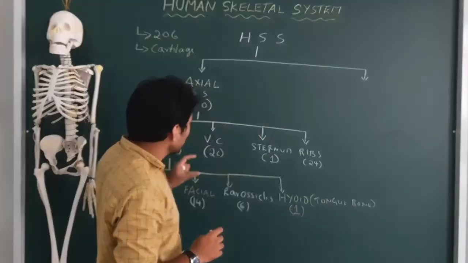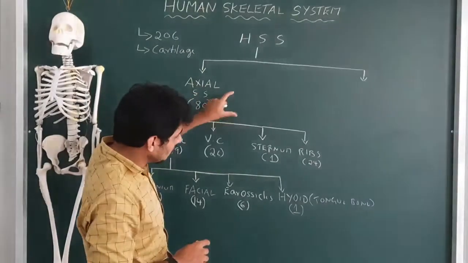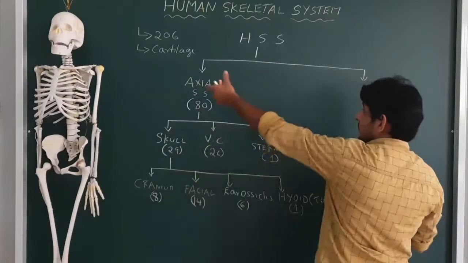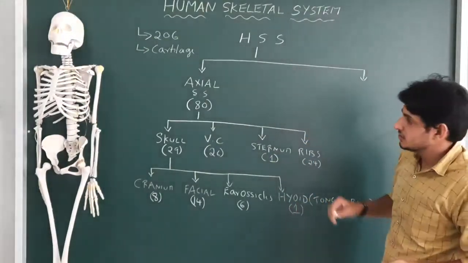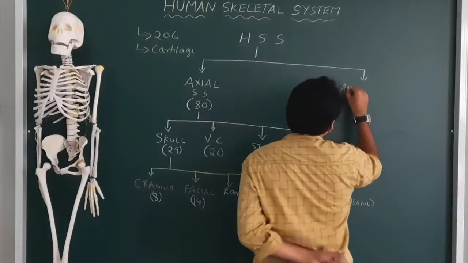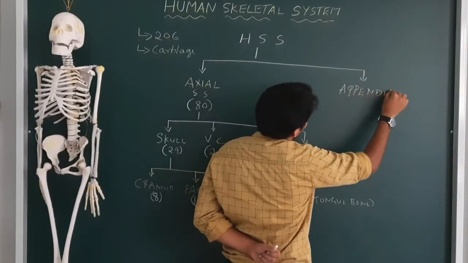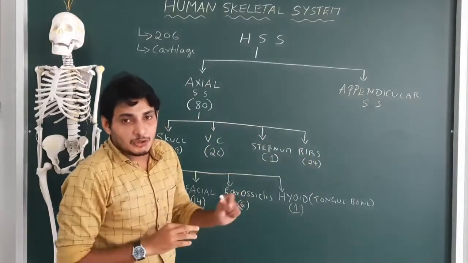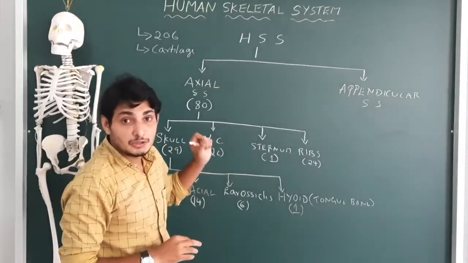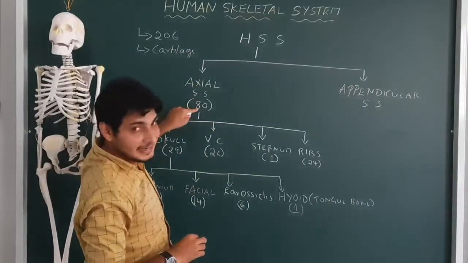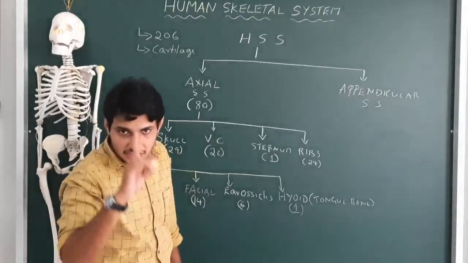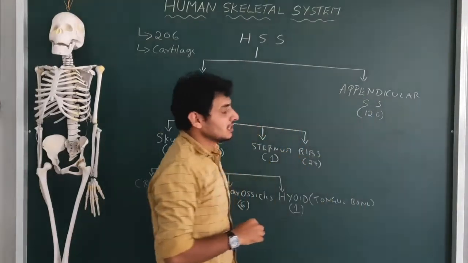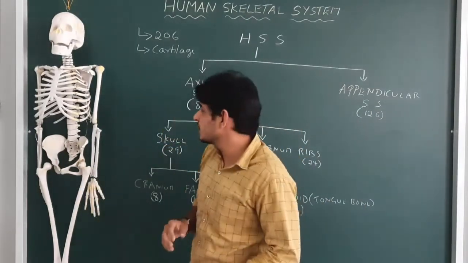So this is the first overview, that is the axial skeletal system. I'm going to talk about all these components in detail in the next session. What about the second component of the human skeletal system? That is appendicular. Let me write here, appendicular skeletal system. I said there are 206 bones in the human skeletal system. We have already written 80. How many are remaining now? 126. Correct. So we write the remaining 126 bones which are present within the appendicular skeletal system.